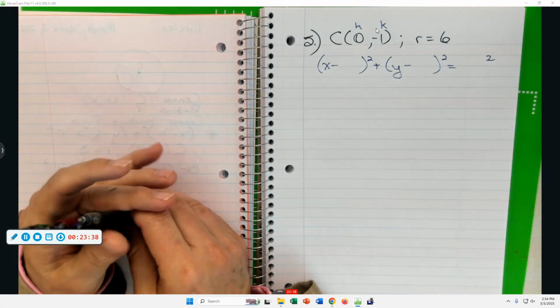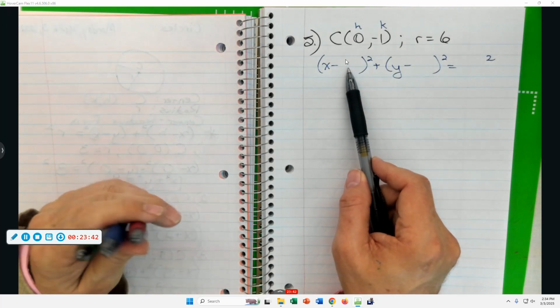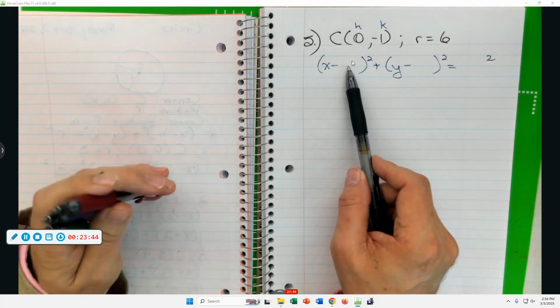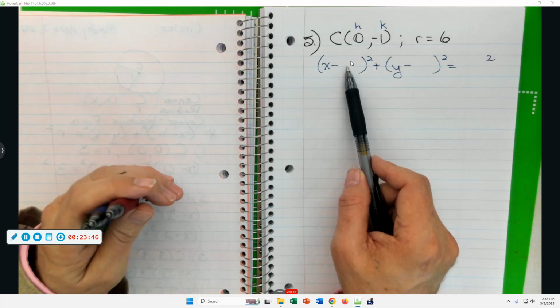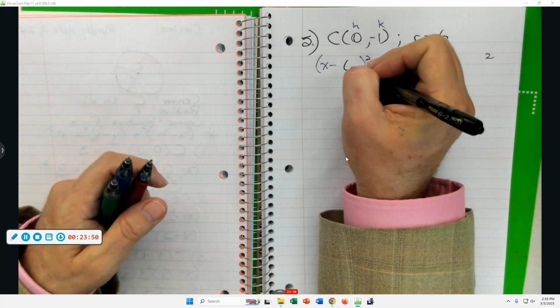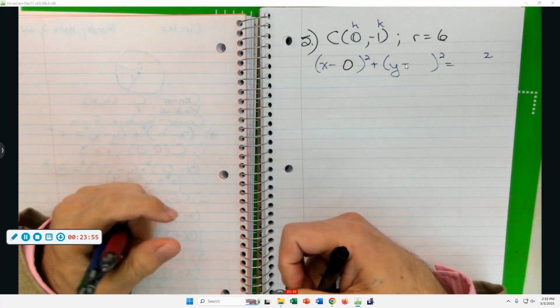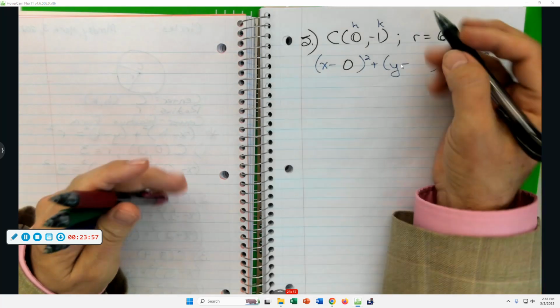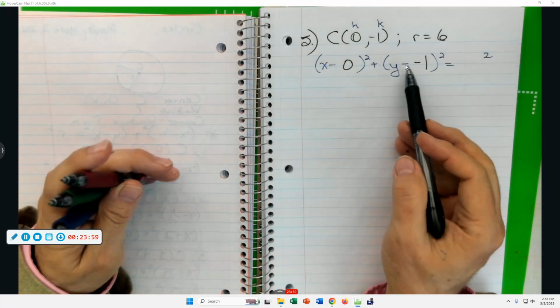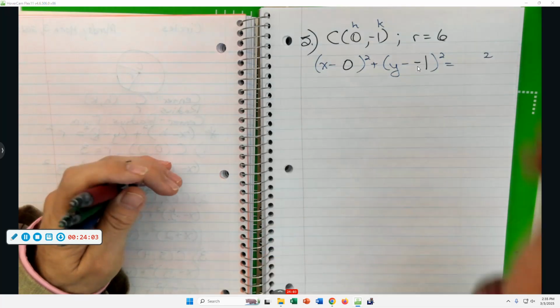what number will go after the x minus? What's the x coordinate of the center? 0, okay. Y minus, what number's going to go after the y minus? Okay, now what's going to happen with that minus and negative? It's going to become positive.